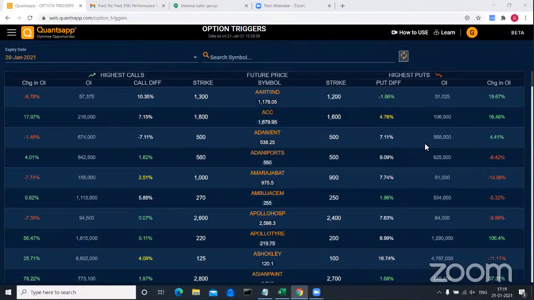So it helps me in gaining the thought on that particular highest call and highest put. So in option trigger, it is giving me that on this side is the highest call and this side the highest put, and all the symbols are in the future prices. So the prices here are the future prices.